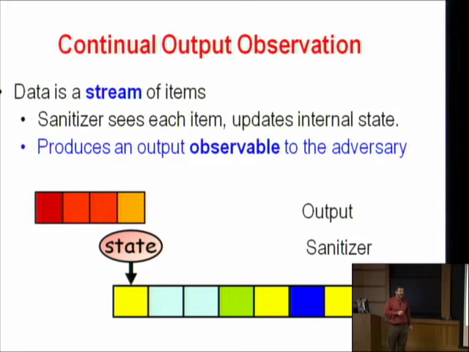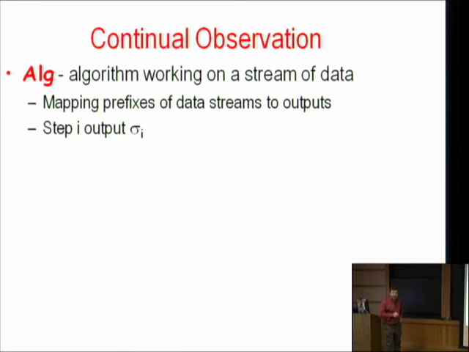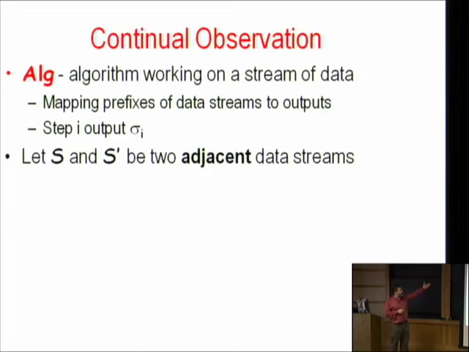So we said that an algorithm is working on a stream of data, maps prefixes of data streams to outputs, and at step I outputs sigma I. S and S prime are two adjacent data streams. How we define adjacency is exactly whether we're talking about event level, user level, or the issue that you mentioned. So there is some notion of adjacency.